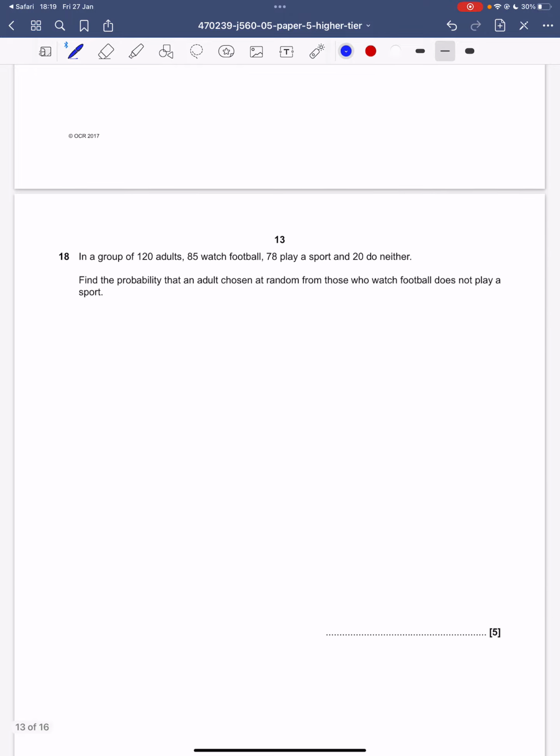Okay. Number 18. In a group of 120 adults, 85 watch football, 78 play a sport, and 20 do neither. In a group of 120, 85 watch football, 78 play a sport, and 20 do neither.